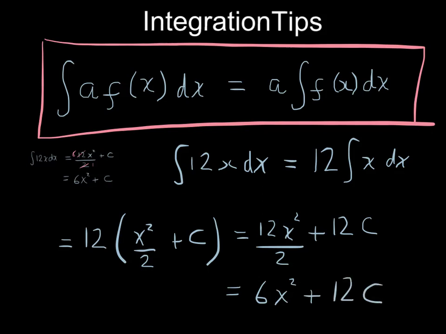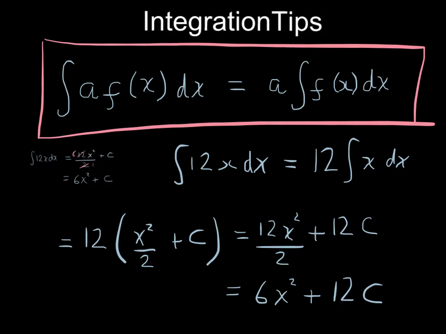But over here we had an answer of 6x squared plus c. So it looks like something has gone wrong until you remember that the constant of integration is an unknown value. We don't know what it is, it's just any old number. So if we're saying the answer is 6x squared plus some number c, or 6x squared plus some number 12c, it's not going to make any difference.